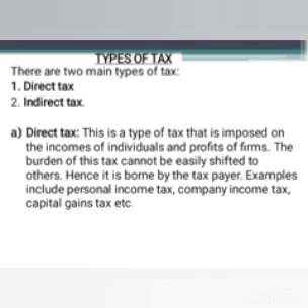So quickly, we have types of tax. I gave this to you as an assignment in the last class. We have two types of tax: the direct tax and the indirect tax. The direct tax is a type of tax that is imposed on the income of individuals and profit of firms. The burden of this tax cannot be easily shifted to another. Hence, it is borne by the taxpayer. Let me quickly explain. Now, this tax you are paying is direct.